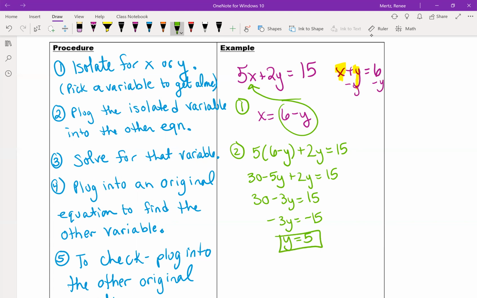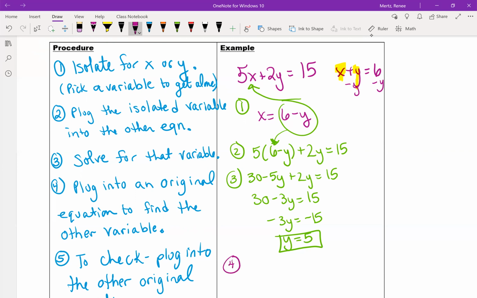So I've solved for y, that's step 3. So step 2 is plugging it in here. Step 3 is solving for y. I'm going to take that answer and plug it into the other original equation. So my other original equation is over here.